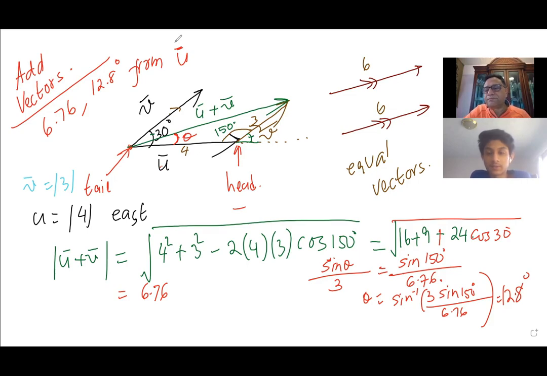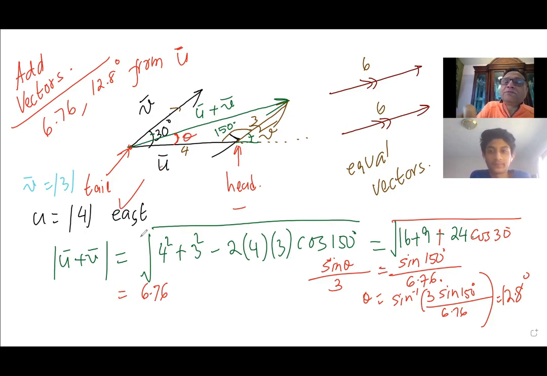Sir, instead of writing from u, can I also say east 12.8 degrees north? No, I never said that u is east. I only relatively told you that the vectors u and v are at an angle of 30 degrees. Now, u could be east, it could be north, south, right? So do not assume it to be east. Sir, but isn't it written east? Oh, I wrote east. Oh, I see. Yeah, if I wrote east, I forgot that. Then you should say from east, no problem.